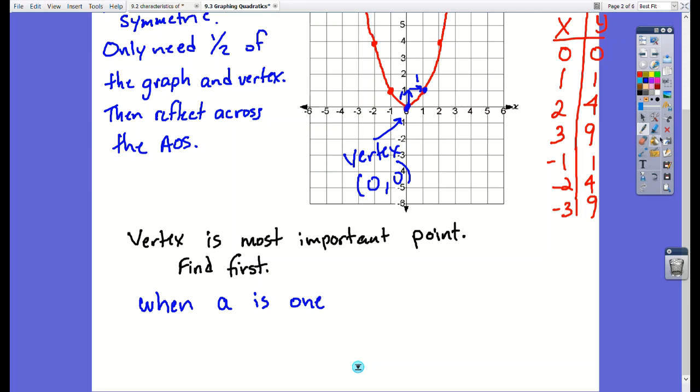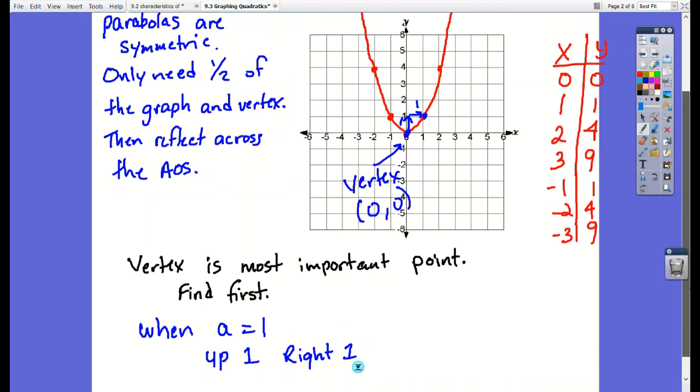Let's write that as an equation. When A is 1, then our first point, after you find your vertex, we simply go up 1, and then right 1. That's all you do. This works every time when A is 1. If A is negative 1, what do you think you do? Do not go up 1. Down 1, right 1. The only thing you're doing is changing the y's. The x's are going to stay the same.